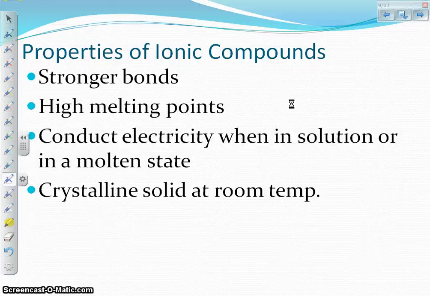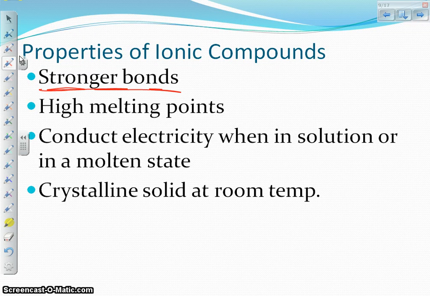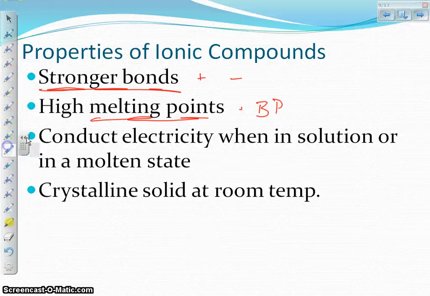Okay? And so properties that we generally see with ionic compounds, they happen to have stronger bonds, and that's because of your positive and your negative, your opposite charges attracting. Because of those strong bonds, they happen to have very high melting points and higher boiling points. They happen to conduct electricity very well when they're in solution or in a molten state, and basically what that means is if you happen to have salt water, it's going to conduct electricity better than distilled water would. And most ionic compounds happen to be a crystalline solid at room temperature.